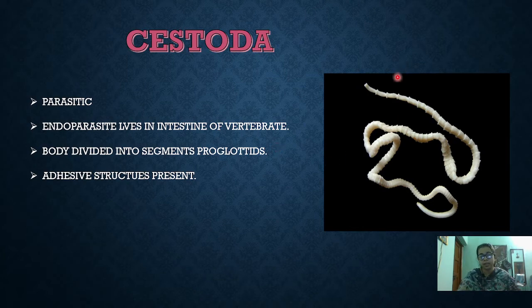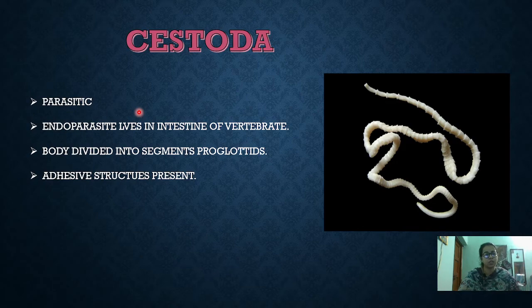And you can see here that the body is divided into different segments. Each segment is known as a proglottid, and an adhesive structure will obviously be present as they have a parasitic mode of life. These are the three classifications of the phylum Platyhelminthes.